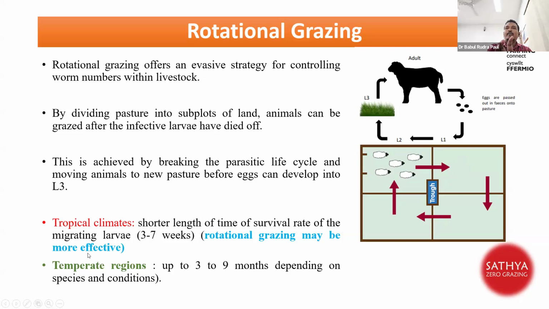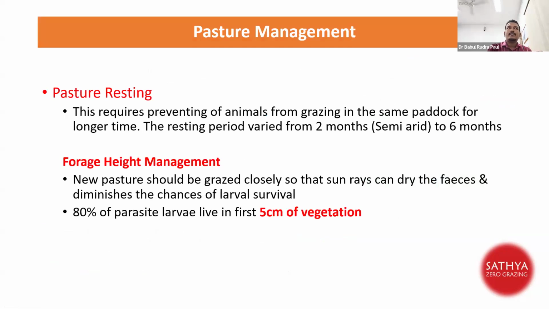So ultimately in tropical continents, the climate gives a shorter length of time for survival of the migrating larvae. That means in a tropical climate, the climate is not favorable for the survival of the parasite, which makes for shorter survival outside in the pasture condition. So rotational grazing is more effective in this tropical climate. They will be moving from this plot, and subsequently they follow the next plot.